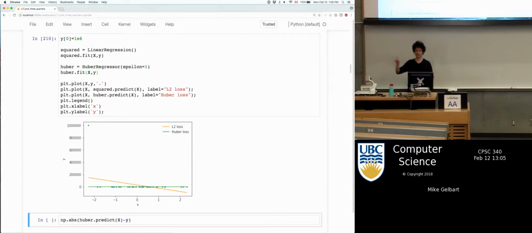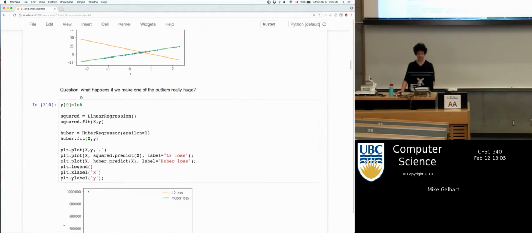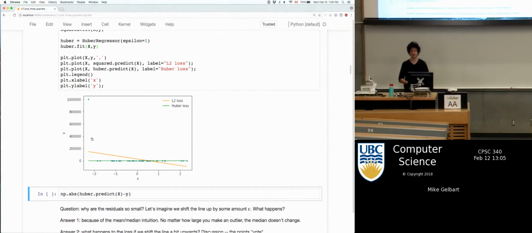Okay, look over there, and you will see that the L2 loss regression line actually changed a lot. I made that one outlier 1,000,000, and that line got pulled because look, it goes up to pretty much 200,000 here, and before it only went up to 50. And yet the Huber line stayed pretty much the same. So that's cool, and it's exactly that intuition that it's doing a median-esque thing, and in fact, you can prove that the line's really not changing.